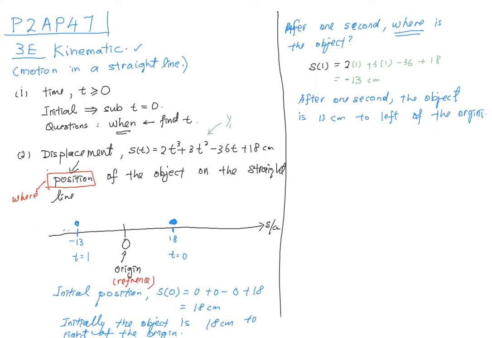So displacement only gives you the sense of position. Where is the particle after a certain time? Clear? Did I give you a good example? Okay, good. So remember, if the question asks for where, you look for displacement. If the question asks for when, that means you are looking for time.